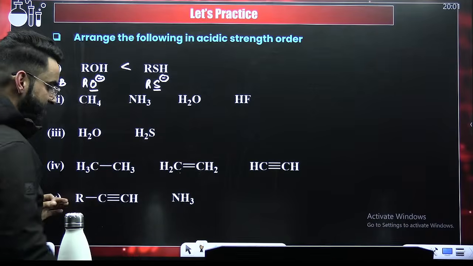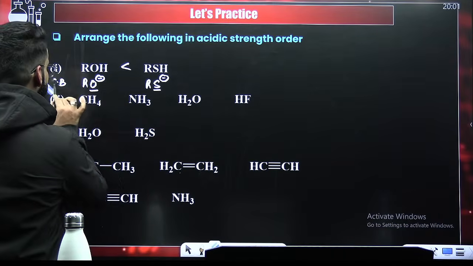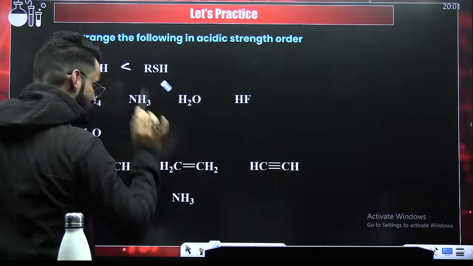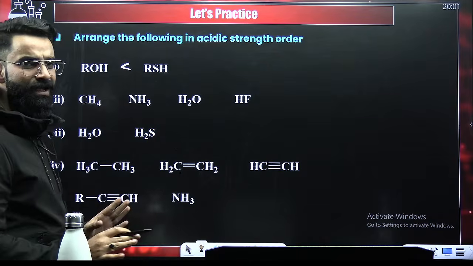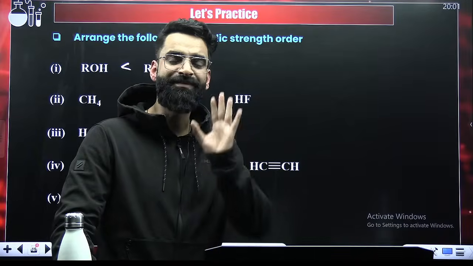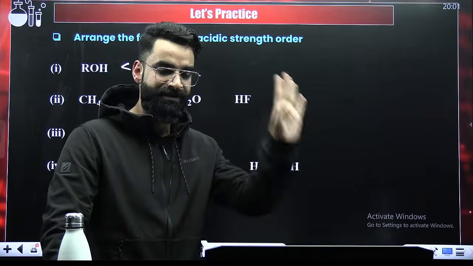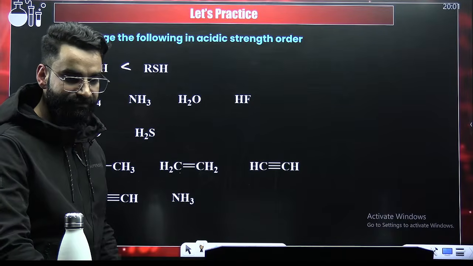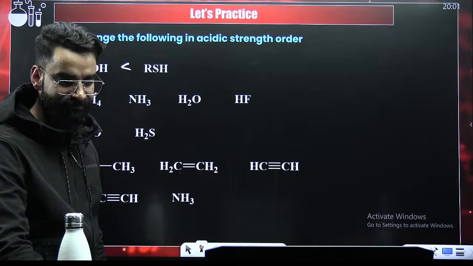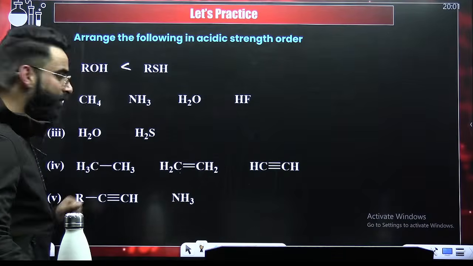Understood, people? So whenever you have to give the order of acidic strength, make the conjugate base and see the stability of the conjugate base. That acid that gives the stable conjugate base is going to be the stronger acid. Right, people? Now talk about this one.